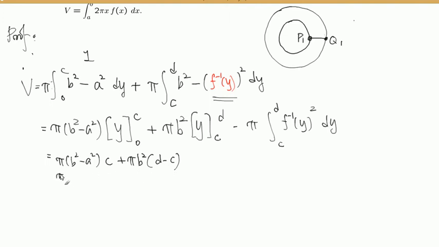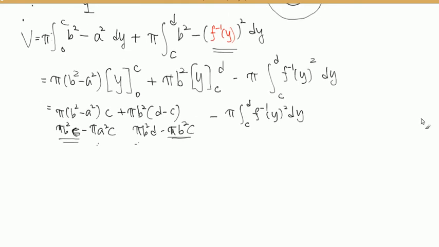No. So here's pi b squared c minus pi a squared c. Here's pi b squared d minus pi b squared c. You can see these two cancel, leaving these two parts. And this part, I'm going to leave it like this. Alright. So we have these two things left: pi b squared d minus pi a squared c, and minus pi times the integral from c to d of f inverse y squared dy. Good?